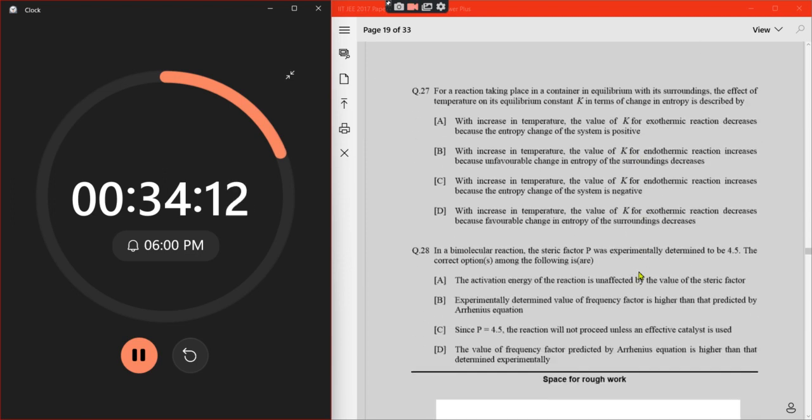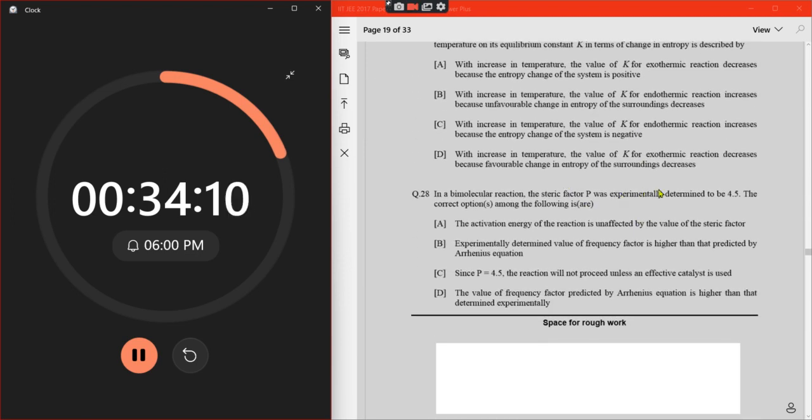Yes, next question. In a bimolecular reaction, the steric factor P was experimentally determined to be 4.5. The correct option among the following is or are: the activation energy of the reaction is unaffected by the value of the steric factor. What steric factor? I don't know. क्या बोल रहे हो?